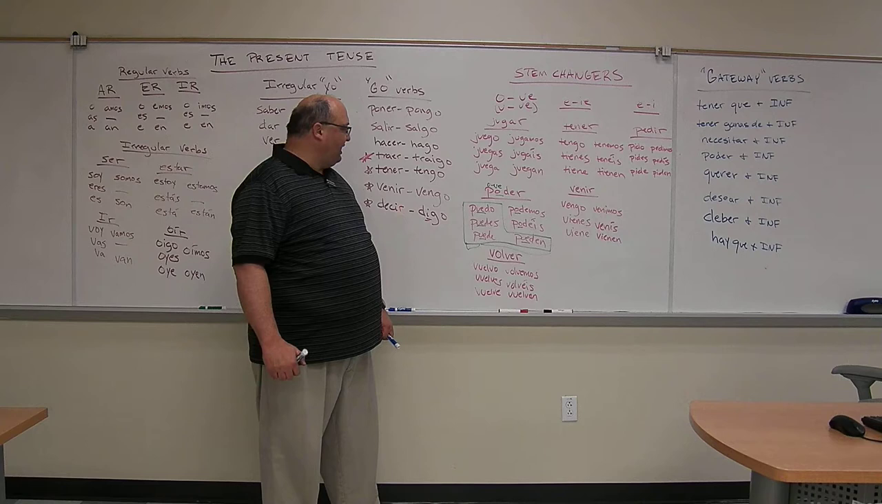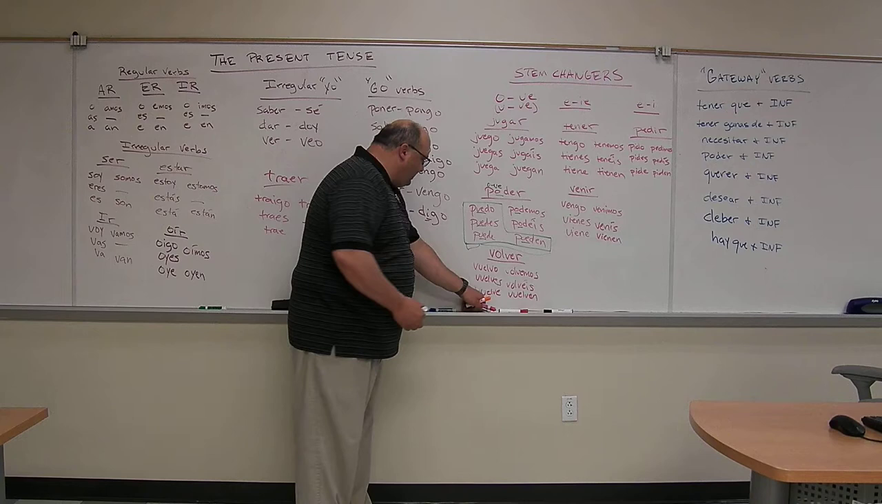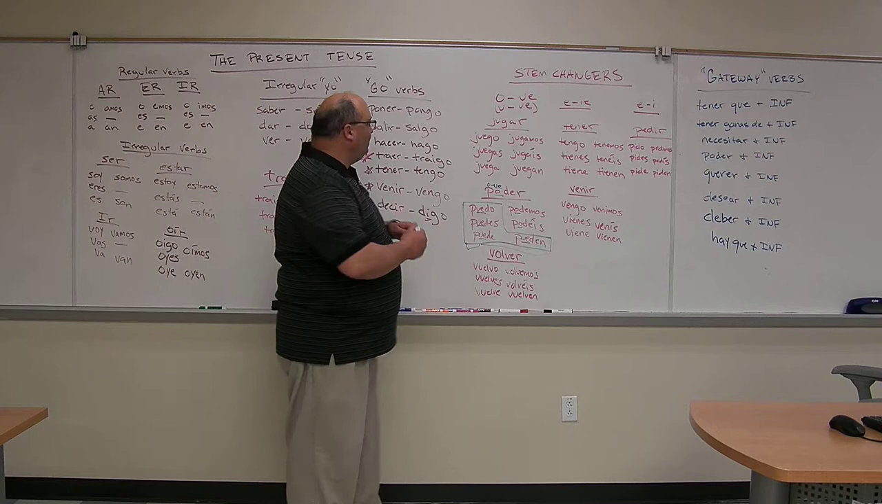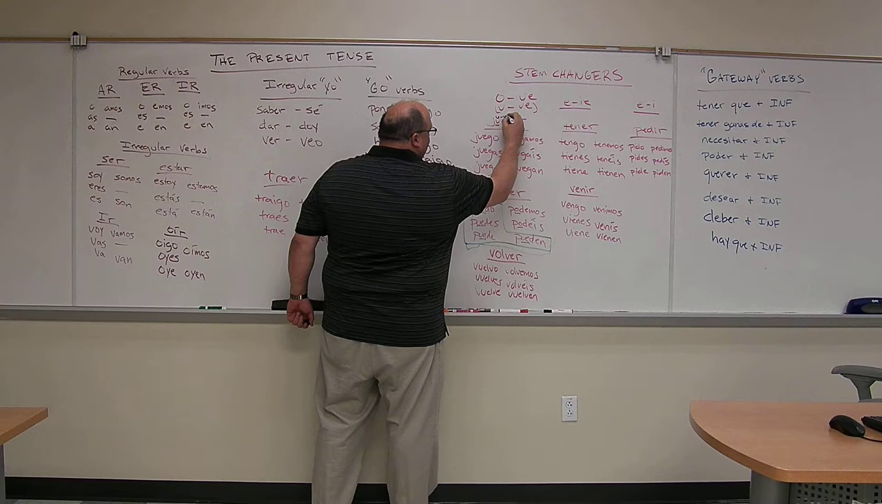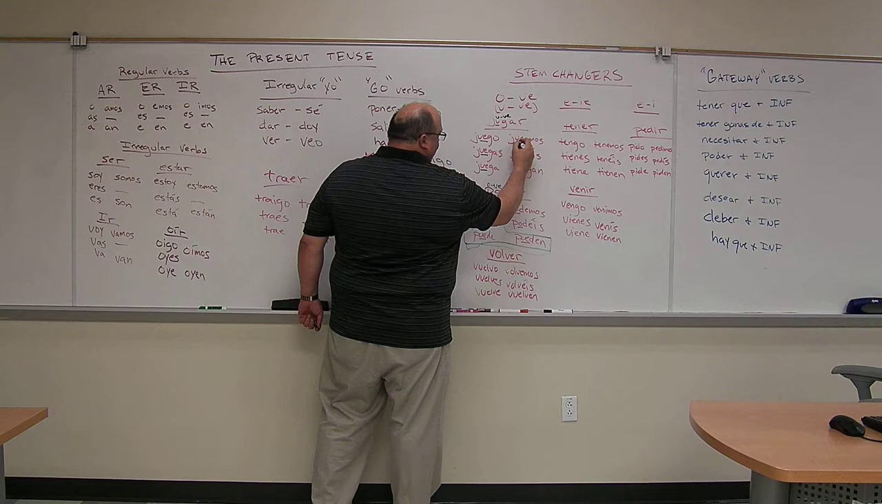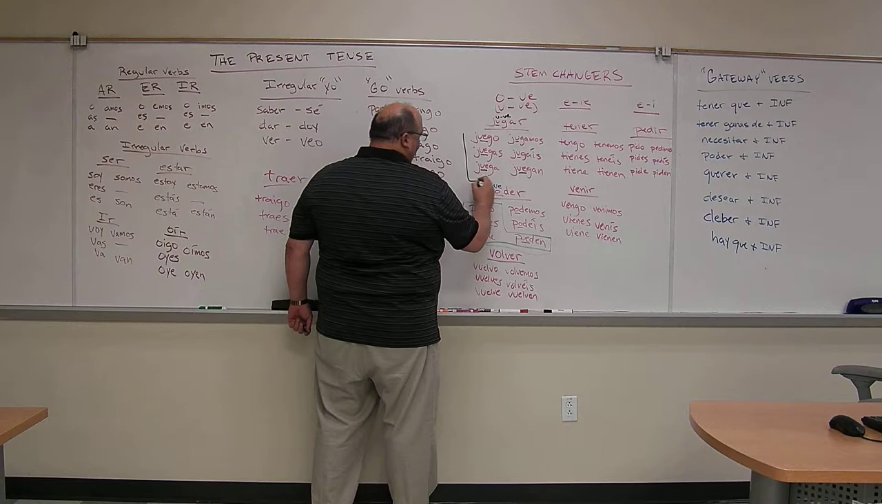Jugar is our only example of a U to UE stem changer, so it's grouped in with the O to UE stem changers. This U is going to change from a U to a UE, and we see it here. Juego, juegas, juega. Jugamos does not change there. Juega. So I draw a line around the forms that change.